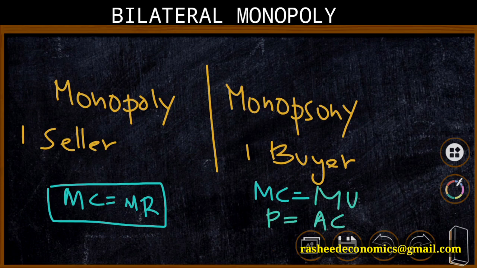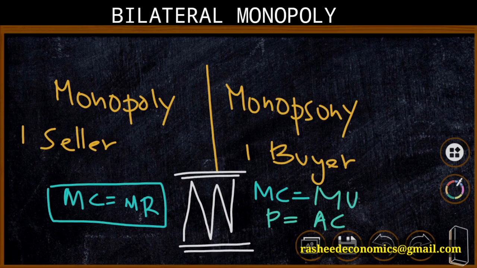Here, if these two conditions exist, then the price will be fluctuating in between monopoly price and competitive price or monopsony price. There is an upper limit of monopoly price and there is a lower limit of monopsony price. The price will be indeterminate. Price as well as equilibrium will be indeterminate in case of bilateral monopoly.